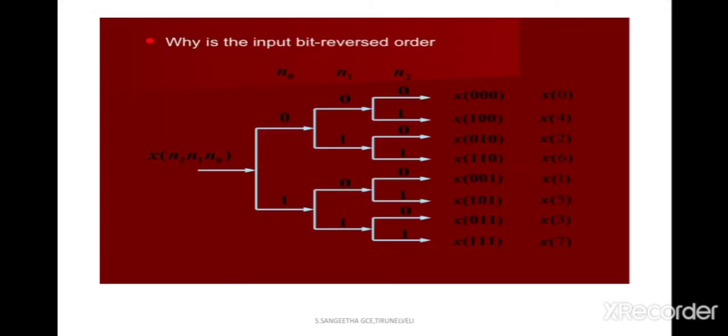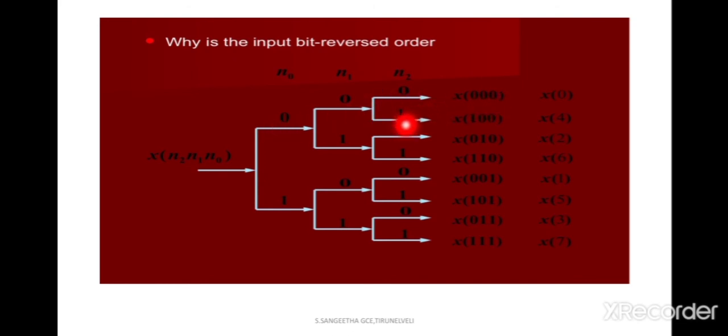So why is the input in bit reversed order? Because here we have x of n2, n1, n0, where n0 is either 0 or 1. Each bit will be either 0 or 1, so this will be further classified as 0 1, 0 1, 0 1, 0 1 order. So reversing this order we have 0 0 0.